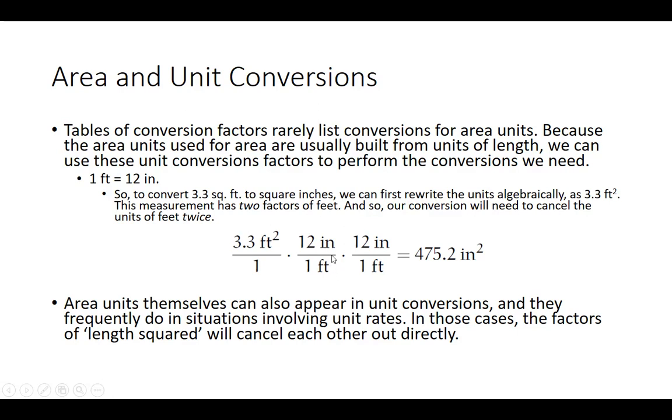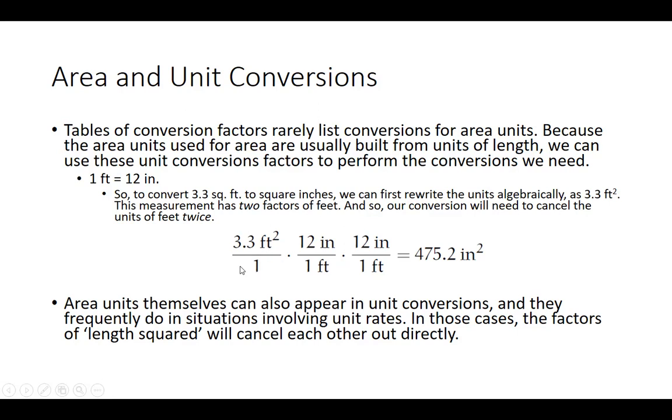If we only had one of these conversion factors, we would have the weird unit of feet inches left over on the top, because we only canceled one of the units in feet squared, leaving us with feet. That's why we need feet on the bottom twice. Inches on the top twice is what we have left over, and inches by inches would give us inches squared. That's the square inches that we want.